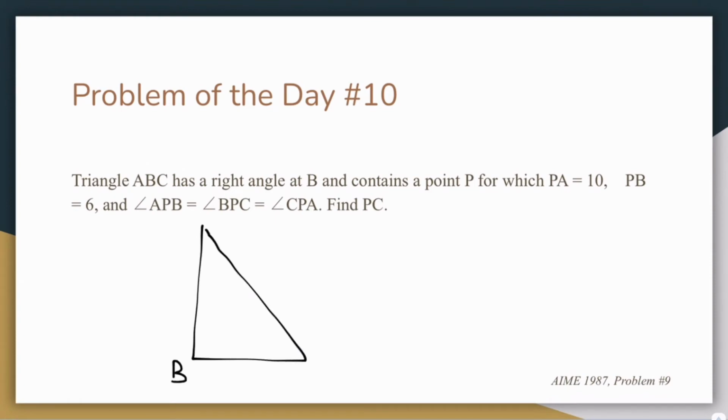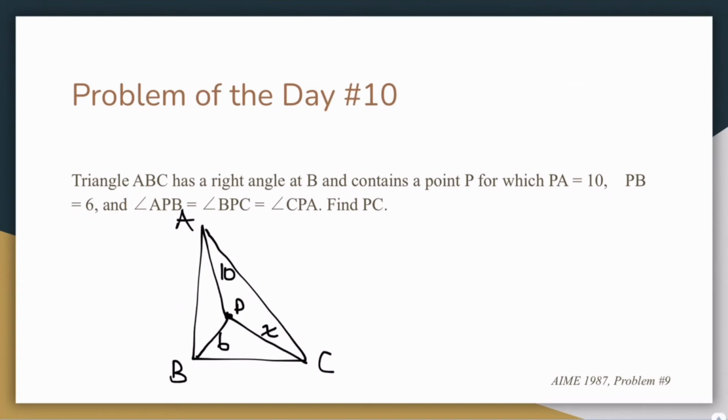So we know that this is B, this is A, and this is C. And there's a point P such that all three angles are equal and are equal to 120 degrees. So this is P, this is 10, this is 6, and this is X.